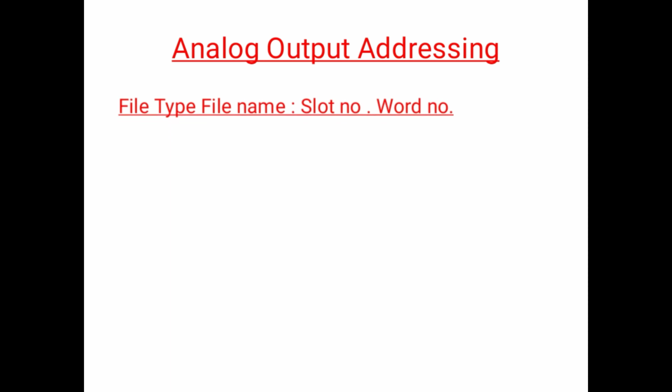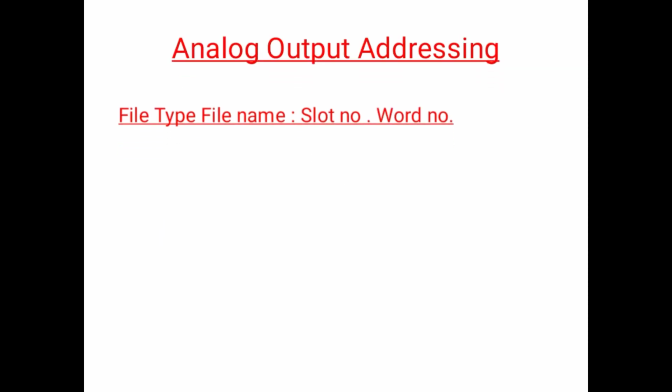Next is analog output addressing, file type, file name, colon slot number dot word number, formula remains the same. File type is O for output, file name is 0 by default, colon slot number is 0 for compact PLC, dot word number 0. One word will address the whole output. So this is the first output addressing of the compact PLC. Second is file type is O, file name is 0, colon slot number is 0, dot word number will change up to 1, and the third is O0 colon 0 dot 2. So this is the addressing for compact PLC of analog output addressing.